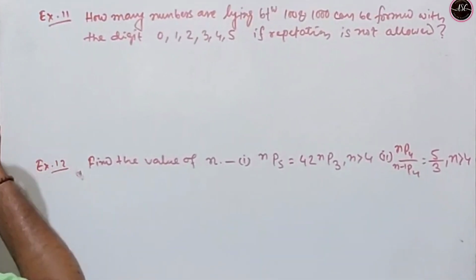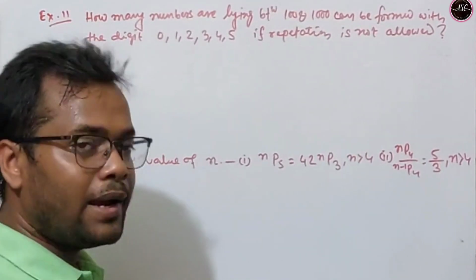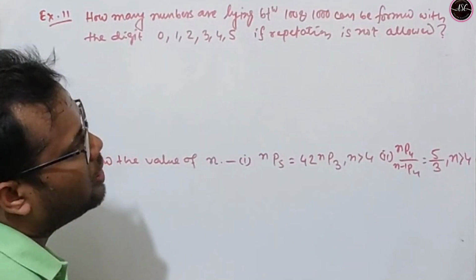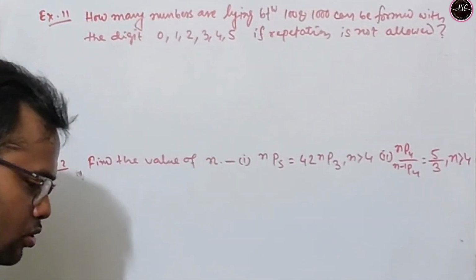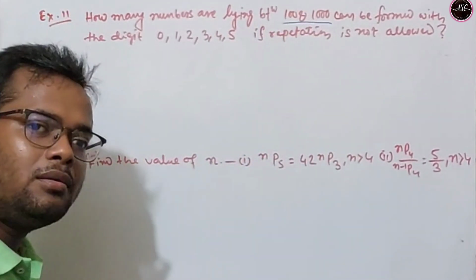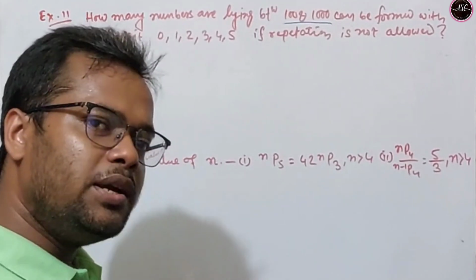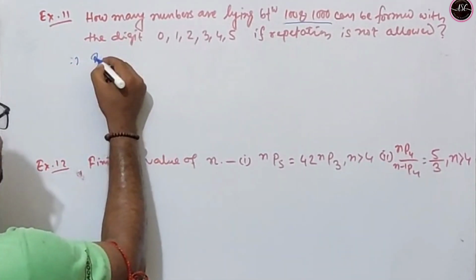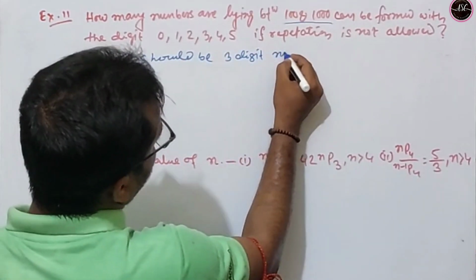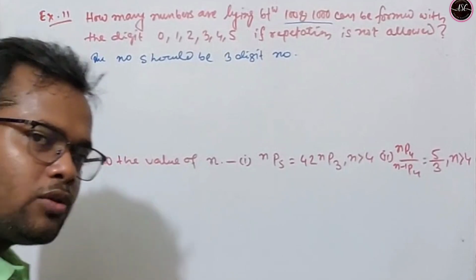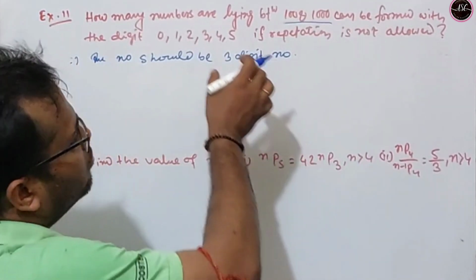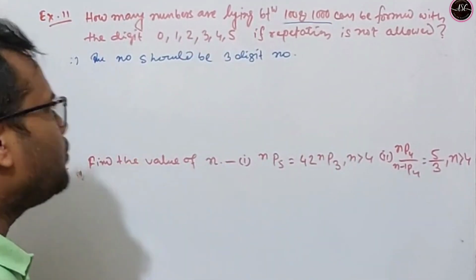Just look at this example. How many numbers lying between 100 and 1000 can be formed with the digits 0, 1, 2, 3, 4, 5 if repetition is not allowed? First, the numbers lying between 100 and 1000 should be 3-digit numbers. So we are going to find the number of permutations of 3-digit numbers formed from these digits.